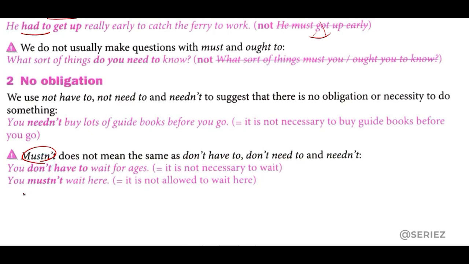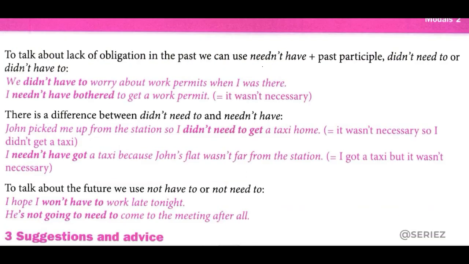You don't have to wait for ages, یعنی it is not necessary to wait. اما You mustn't wait here, یعنی it is not allowed to wait here. مجاز نیستی که اینجا منتظر باشی. You don't have to یعنی لازم نیست منتظر باشی. You mustn't wait یعنی مجاز نیستی یا نباید اینجا منتظر باشی. این هم از تفاوت mustn't.